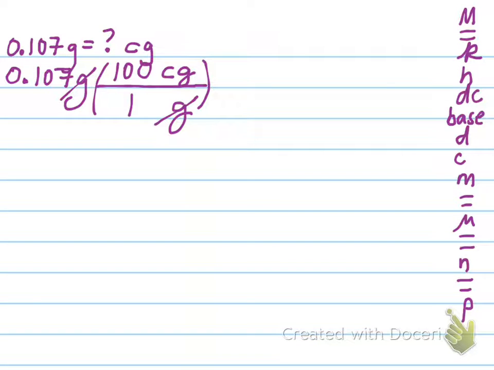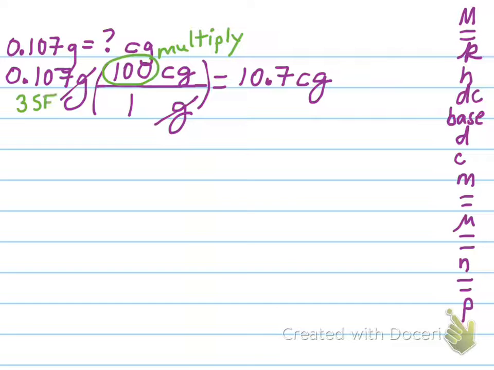Again, because I'm in my numerator, I'm going to multiply. So basically that means I'm going to move my decimal places 2 places to the right. So that means my answer is 10.7 centigrams. Again, in terms of significant figures, I have 3 significant figures here. The 1 and the 7 are significant because they're not zeros, and this 0 is significant because it's between them, and this also has 3 significant figures.